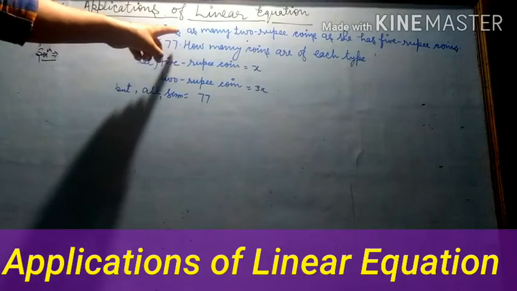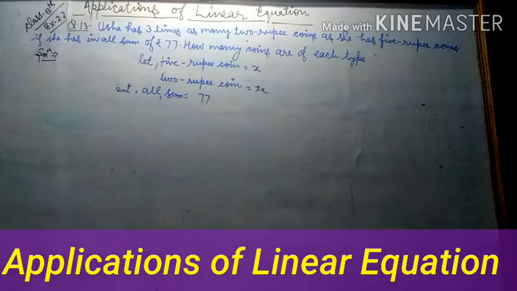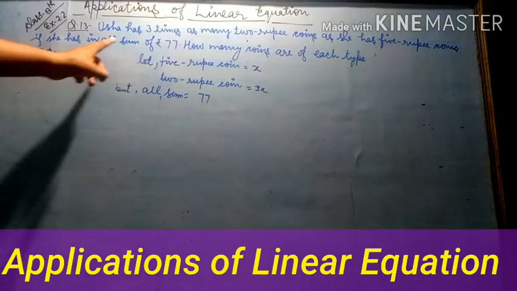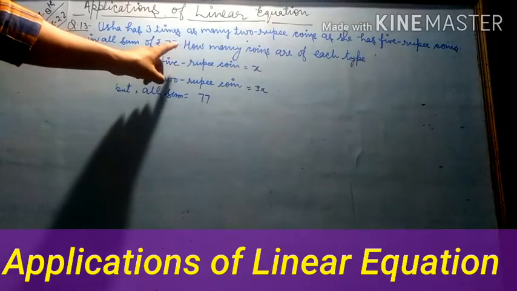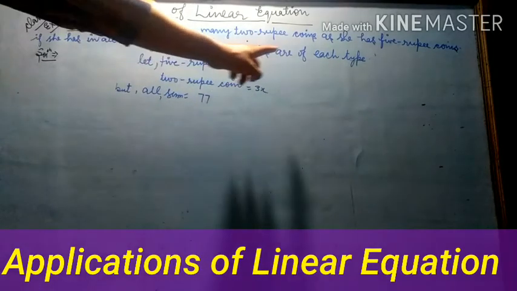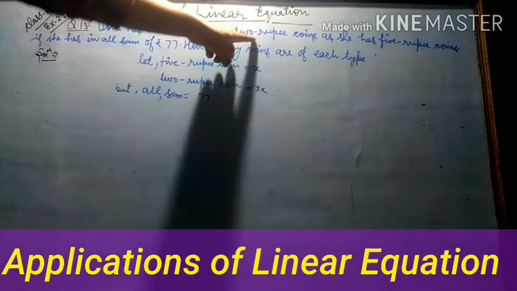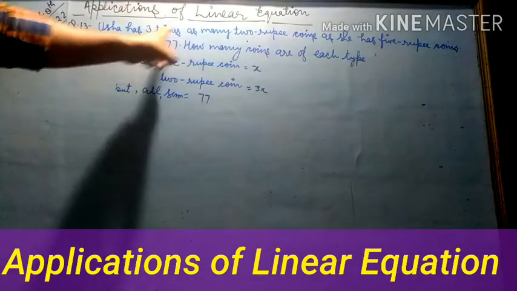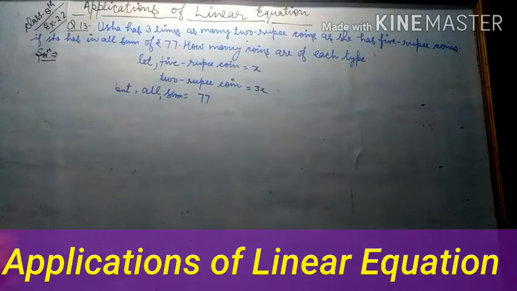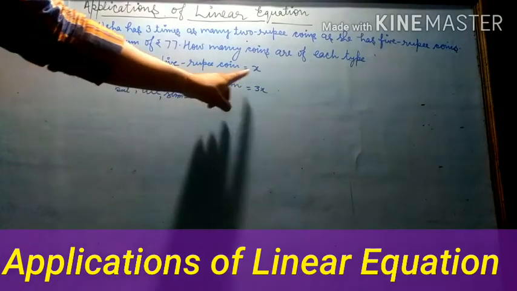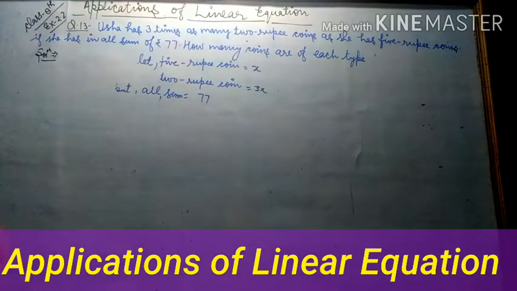Usha has 3 times as many 2 rupees coins as she has 5 rupees coins. If she has in all a sum of rupees 77, how many coins are of each type? So the 2 rupees coin is 3 times the 5 rupees coin. So firstly we will suppose let 5 rupees coin equals x.